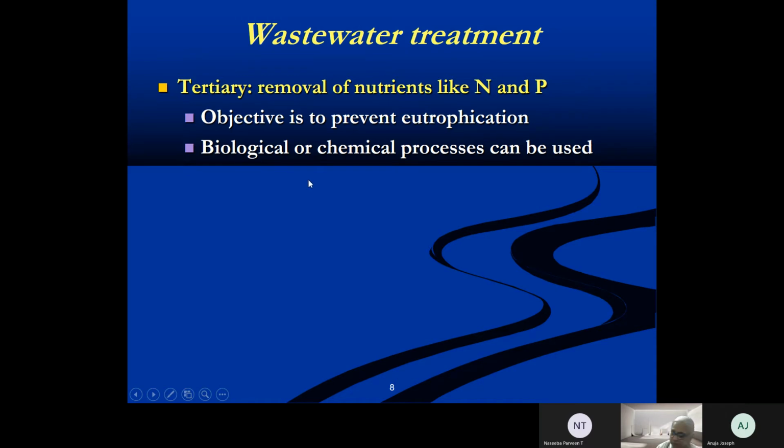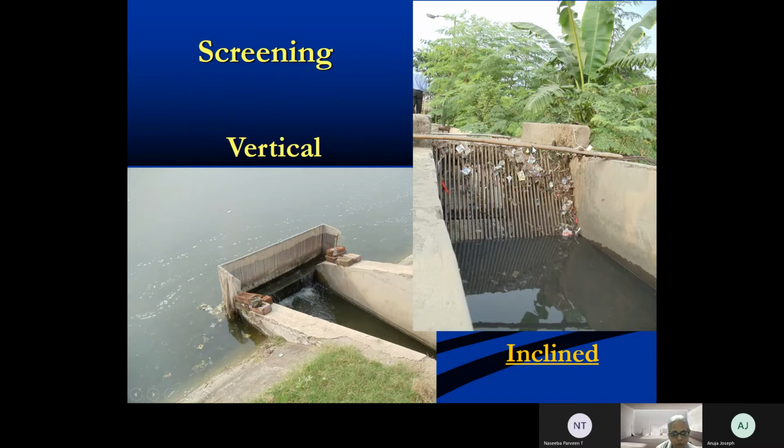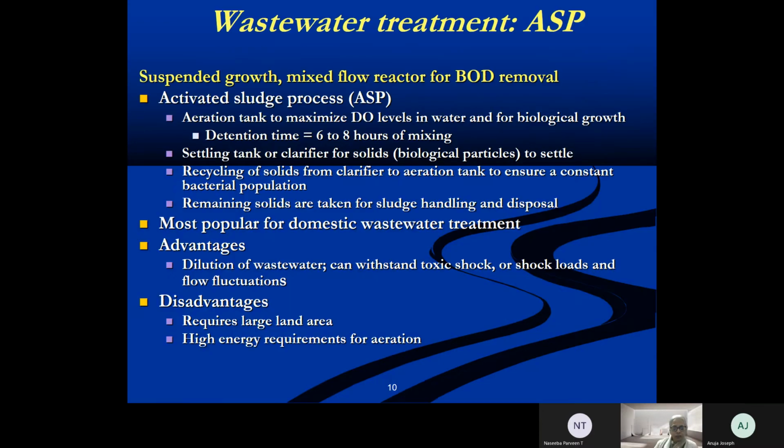So nowadays the standards have been tightened to some extent, and we do have to prevent eutrophication of these water bodies. Therefore tertiary treatment is perhaps becoming necessary in many of the urban centers. And you can use a mix of biological and or chemical processes for achieving these objectives. I've already shown you this. So now let's go to wastewater treatment.